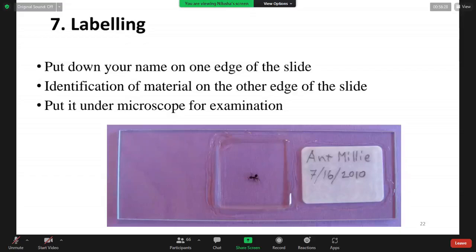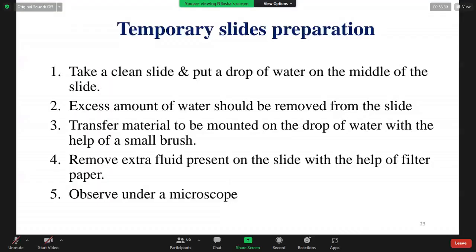So now is it clear to all how to prepare a permanent slide? Yes, ma'am. Okay, is it okay to all, or can I repeat? Yes, ma'am. Okay.